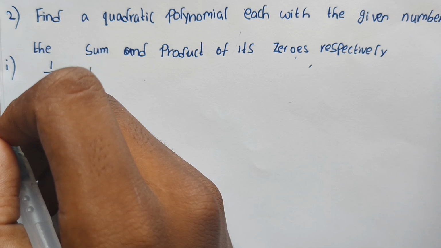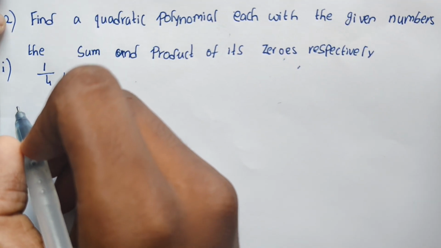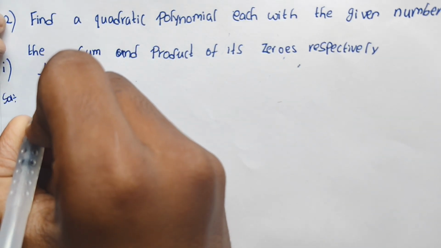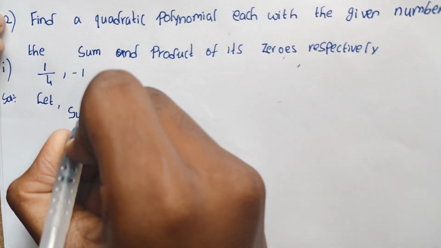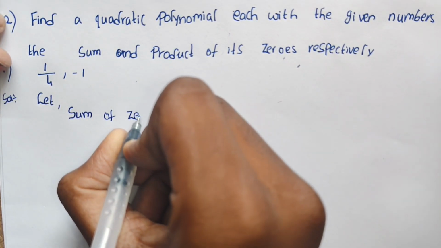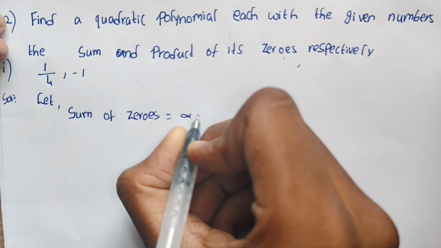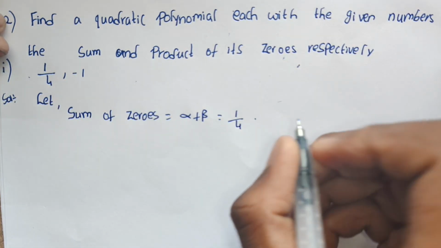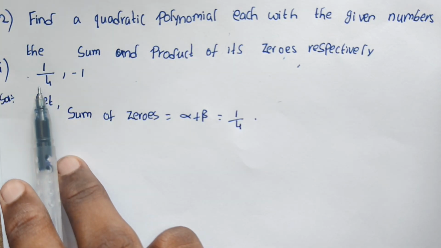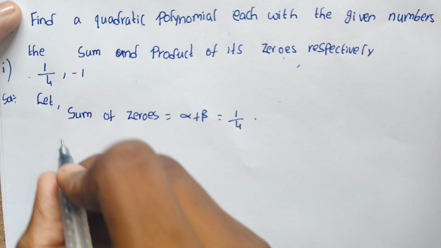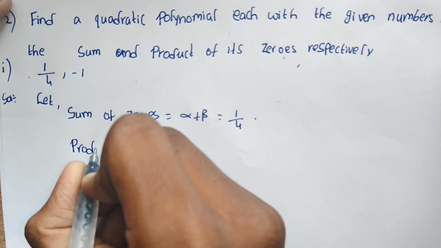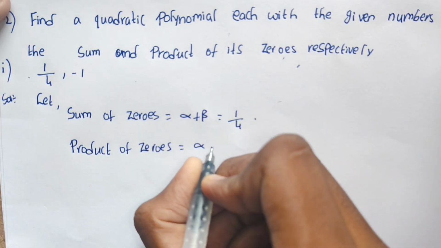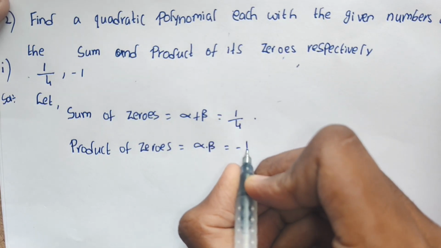So let's solve the first one. The first question is 1 by 4, comma, minus 1. Let us solve it. Let the sum of zeros equal alpha plus beta. What is alpha plus beta? Alpha plus beta is equal to 1 by 4. They gave the sum of zeros as 1 by 4. The product of zeros equals alpha into beta, and alpha into beta is minus 1.